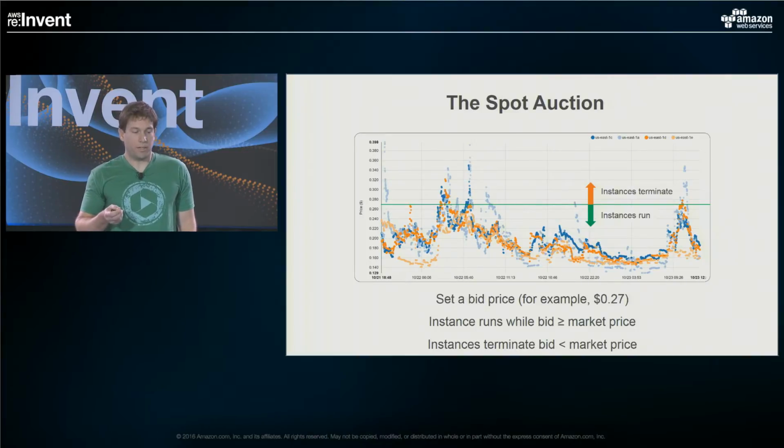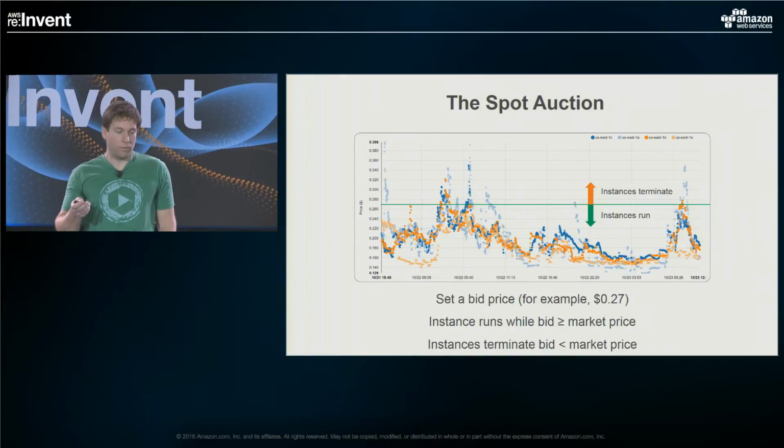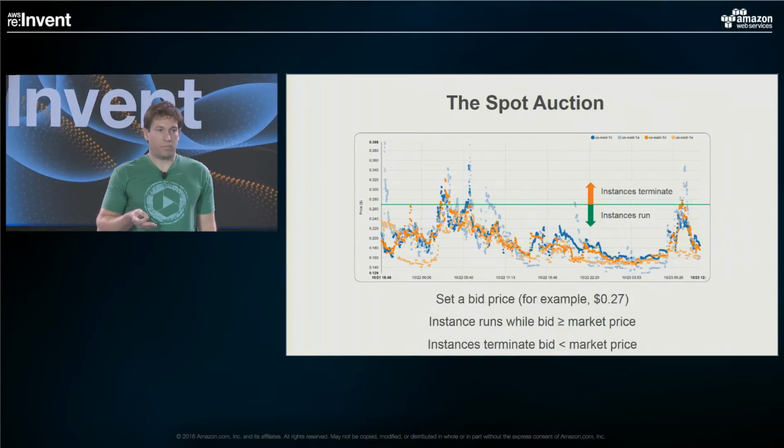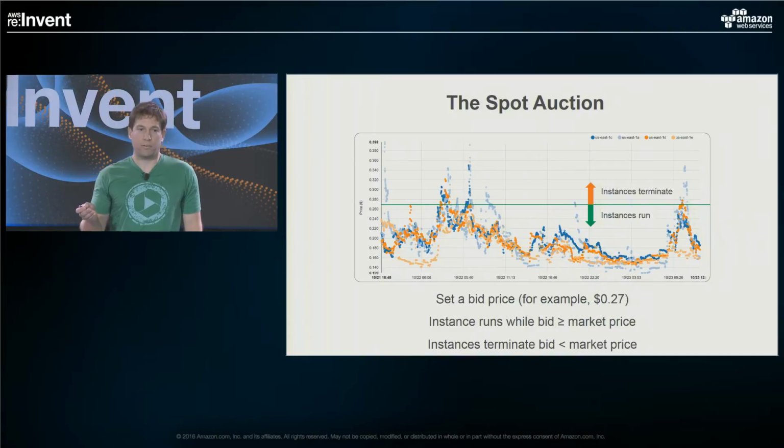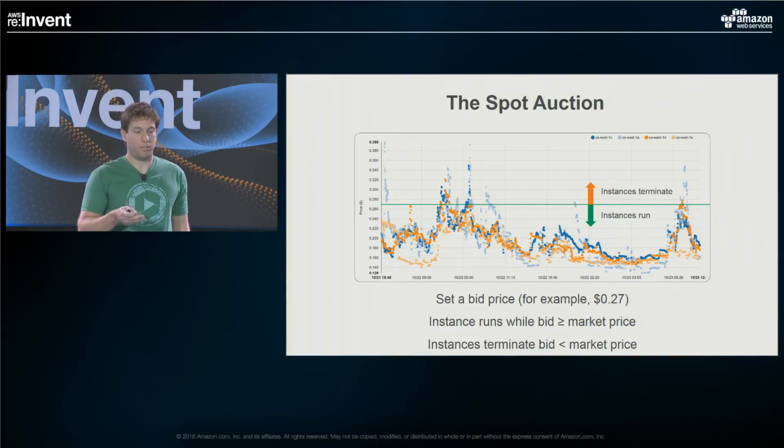Let's talk a little bit about the mechanics of this spot auction. So this is kind of a complicated graph. What we're looking at is the market price of the auction for a particular instance type across 4 different availability zones within Virginia. Each color represents a different availability zone. And you can see there's a lot of variation over the course of the day, from day to day, and even from availability zone to availability zone. The green line, that's the flat line across there, represents an example bid price.